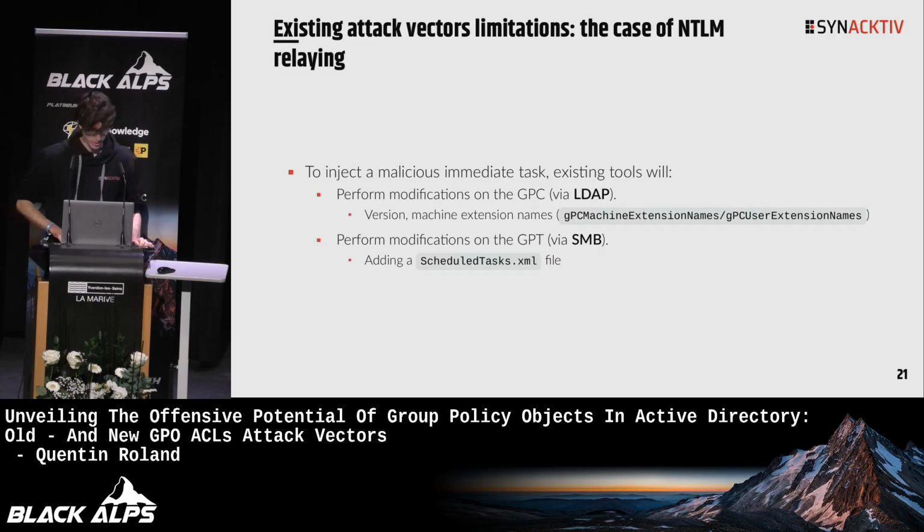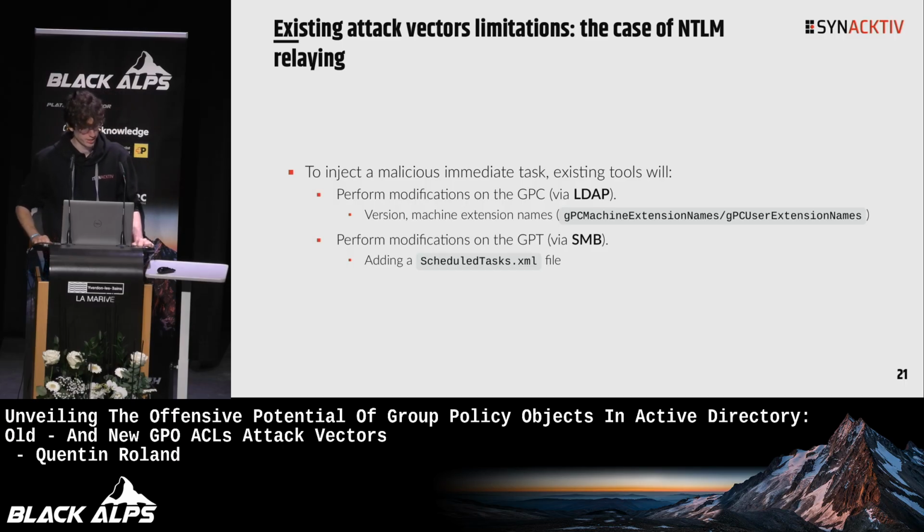Let's go back a little bit. What are our existing tools doing when we are directly editing the GPO? Actually, two things. First, they are performing some modification on the group policy container. Remember the LDAP objects of the GPO. So it uses the LDAP protocol because we need to update the version of the GPO to alter it, to inject our malicious task. We also need to modify what we call machine extension names, which are simply a list of UIDs describing what the GPO is allowed to do. So we are allowing our GPO to execute immediate tasks.